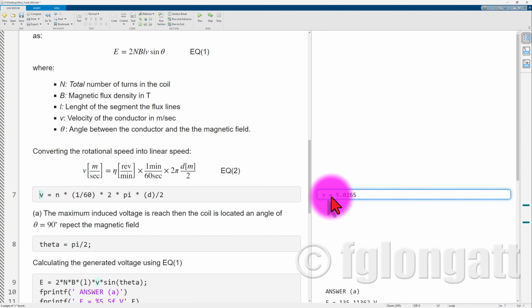So you can see here on the right hand side, we have the numerical result for the speed, and in this case it is 5.0265.